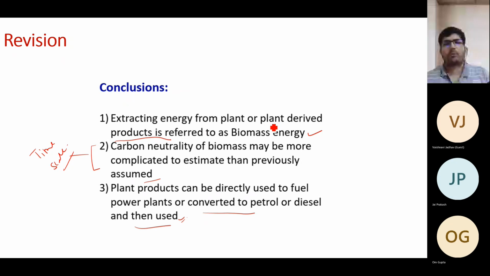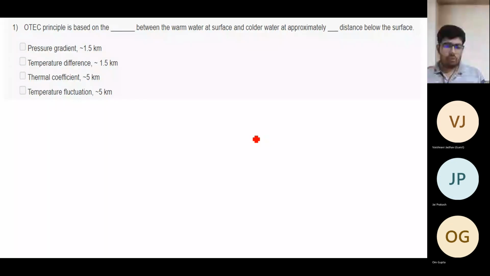Okay, now let's start with the questions. The first question is, OTEC principle is based on the space between the warm water at surface and colder water at approximately space distance below the surface. We are having four options. Take 2 minutes to answer.